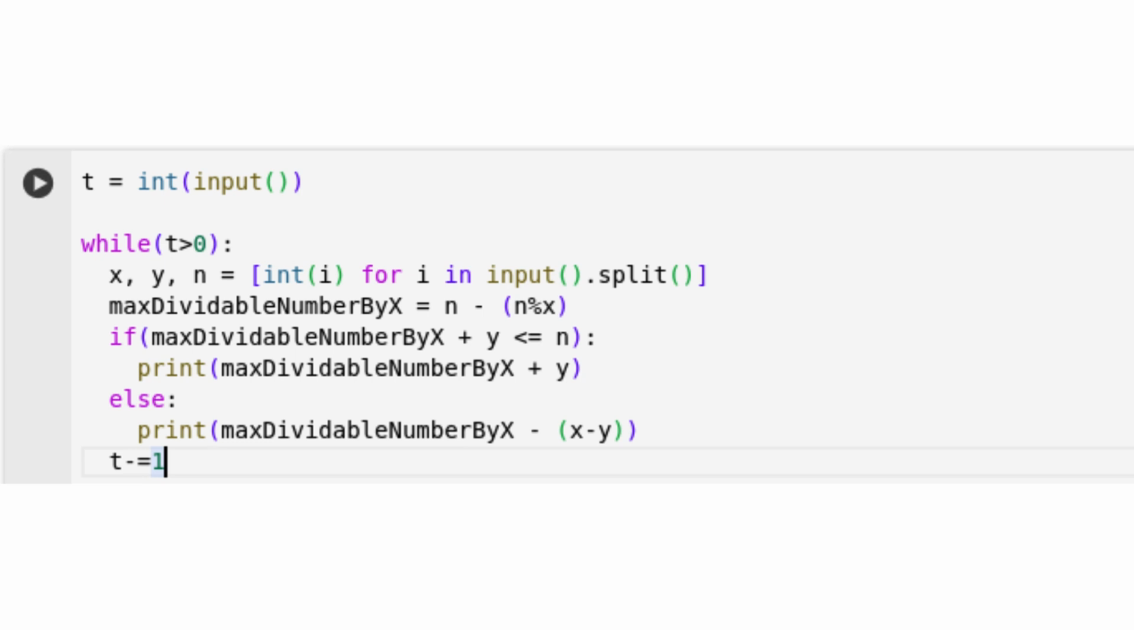Key points to remember. The solution efficiently finds the largest k satisfying the conditions. We only use basic arithmetic operations, keeping it simple and fast. The edge cases, like when n is very close to or far from a multiple of x, are inherently handled by the formula. That's how you solve Codeforces problem 1374A.